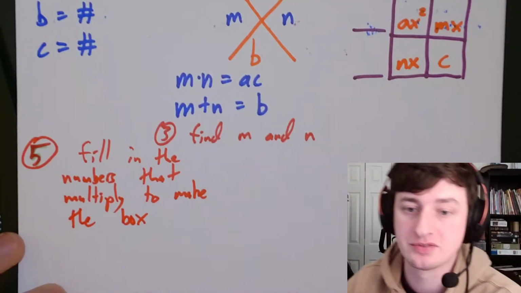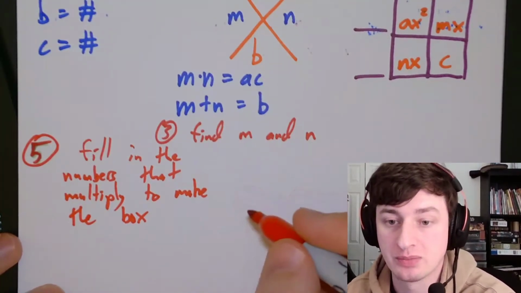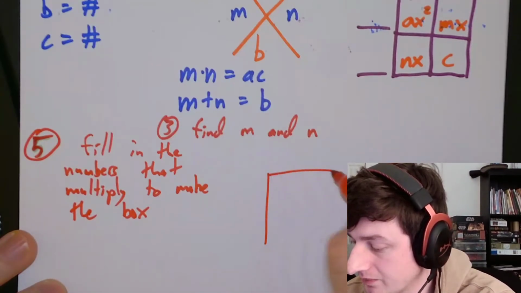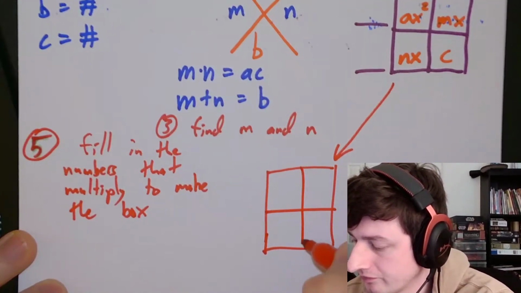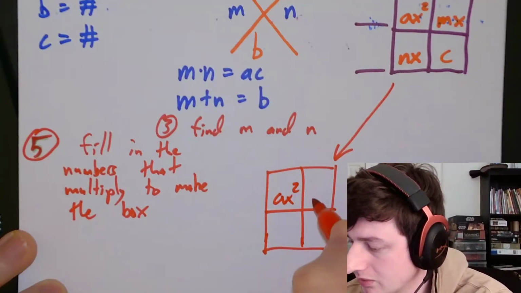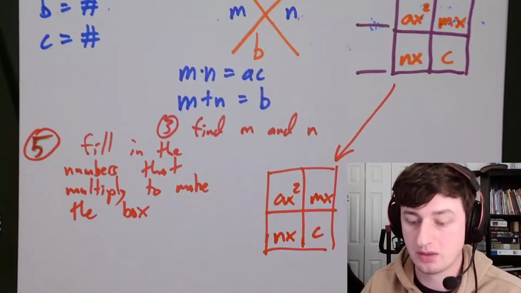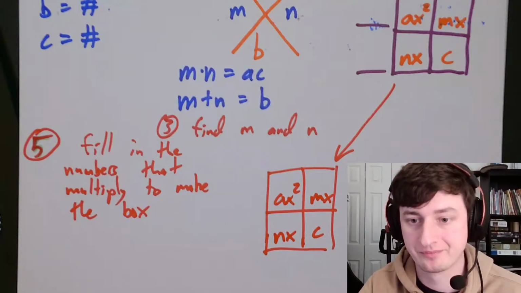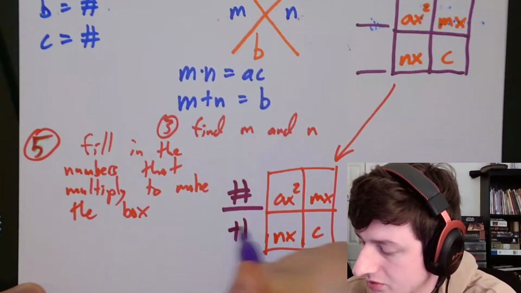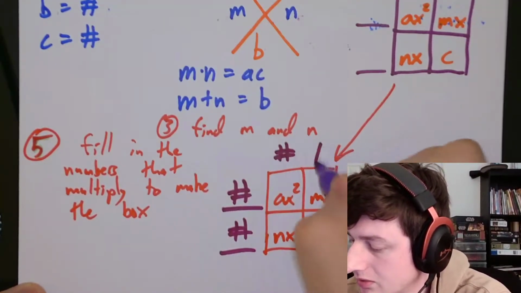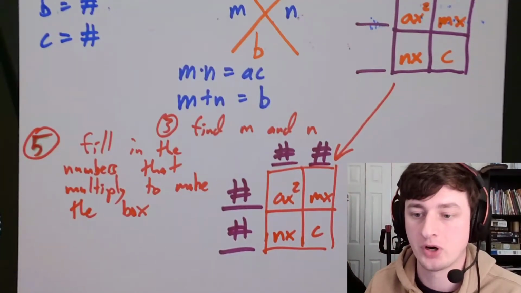So our 5th step is filling in the numbers. Man, that's really hard to read. We're going to fill in the numbers that multiply to make the box. So if our box is this thing, and we've got ax squared in here, we have mx, we have c, we have nx, we have to find the numbers that go here. There's a number here, something here, something here, and something there. We're filling in those things. Okay?